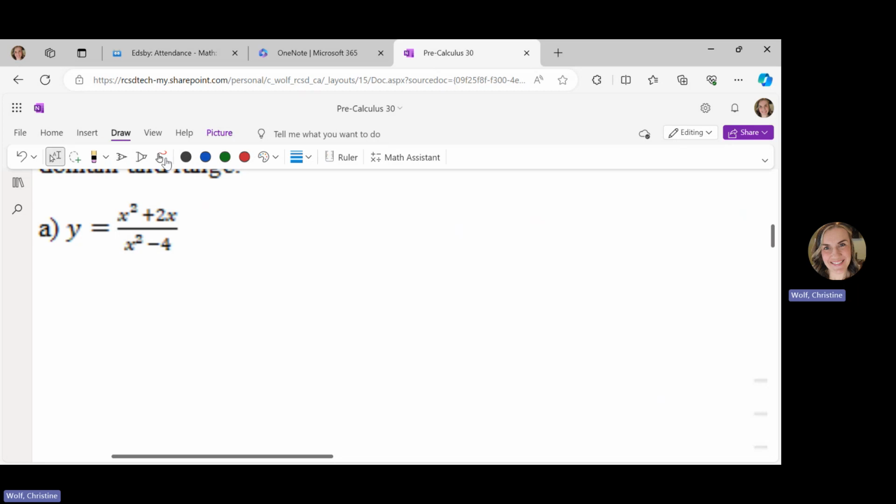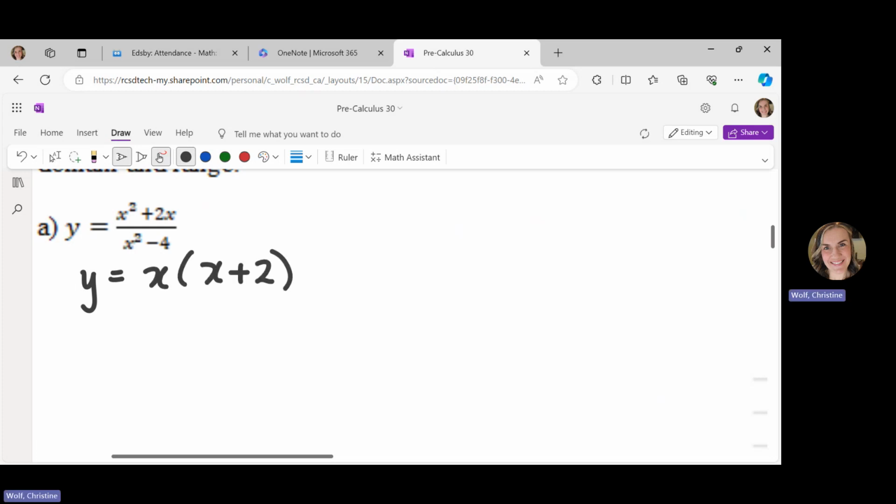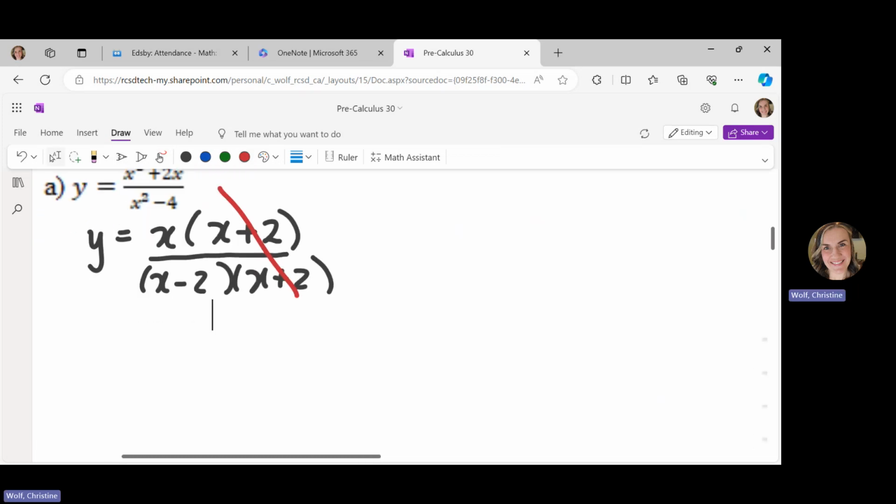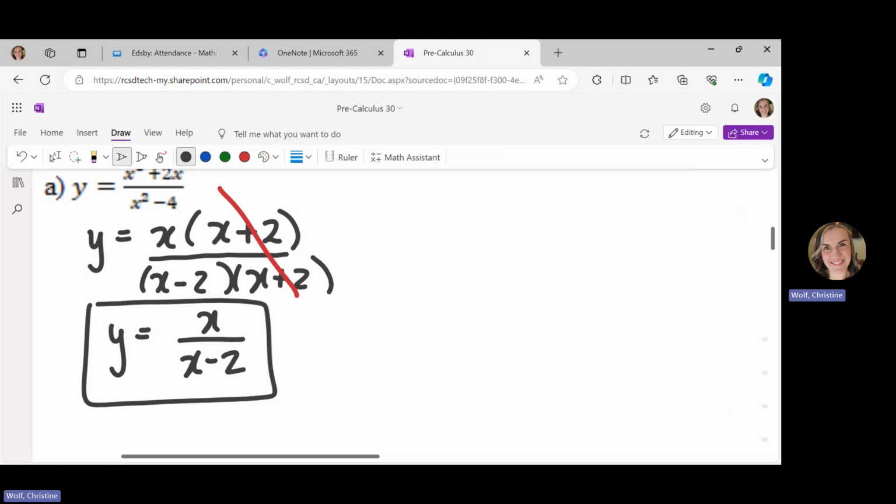So what we do then is we say, okay, well, I can factor the top, y equals x(x + 2). I just factored that common x out. I can factor the bottom, difference of squares, (x - 2)(x + 2). Now I can cross those off. So I have just simplified my fraction, right? Easy enough. So my new function or my new equation is just this guy. And this is what we will use from now on because it's way simpler. Got it? Following so far?